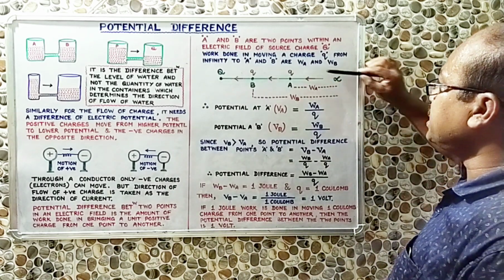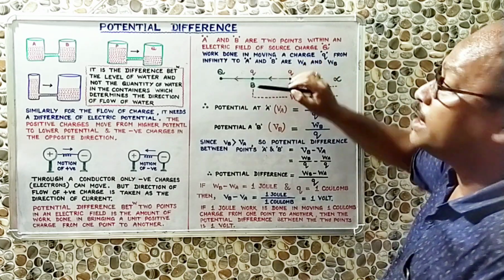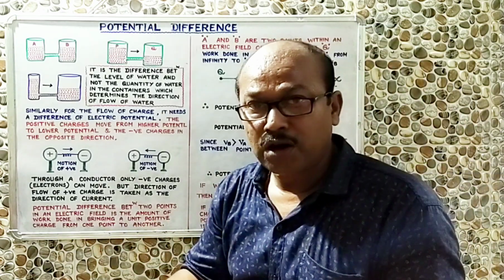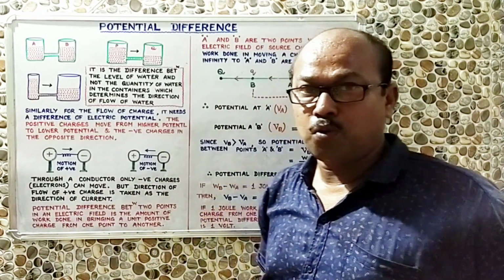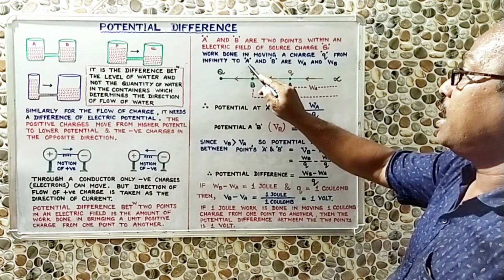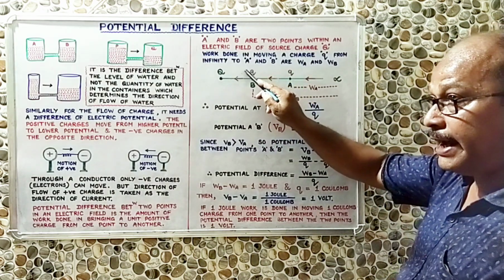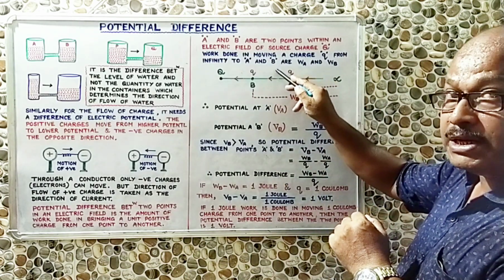Similarly, when we are pushing the small q charge from the same infinity to another point B, then also we will be doing some amount of work. So we are doing two different works. What are the works? First, work done in moving the charge to point A, and the second, work done in moving the charge to point B.